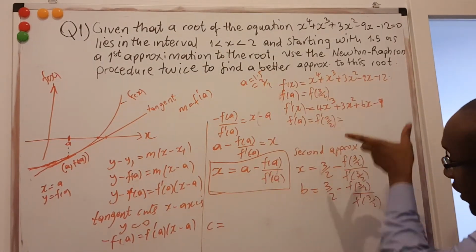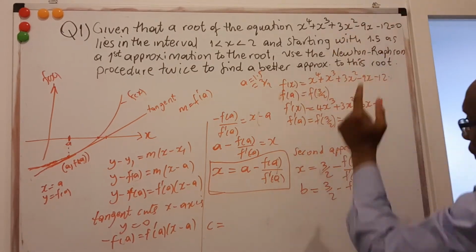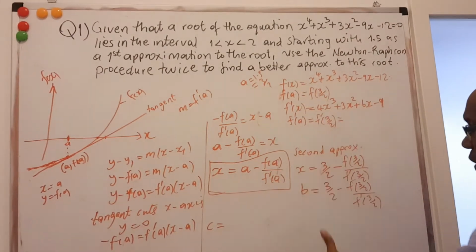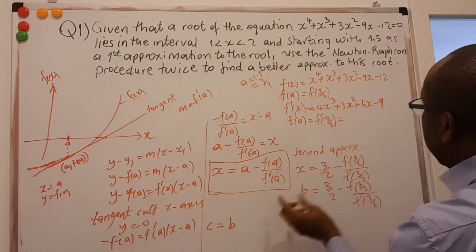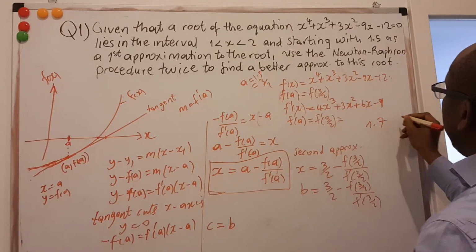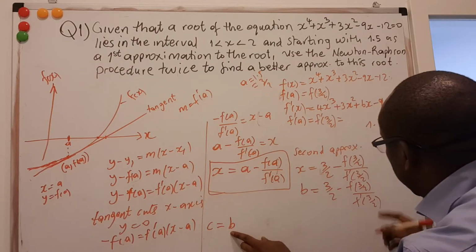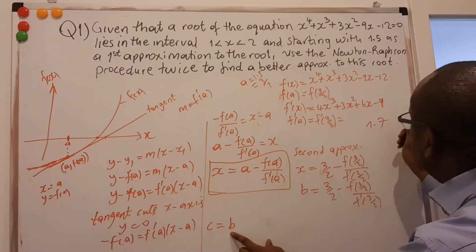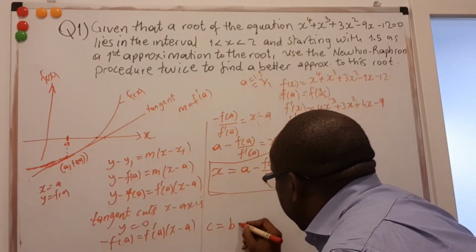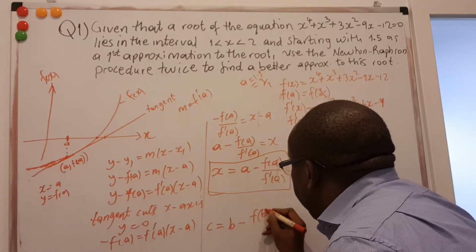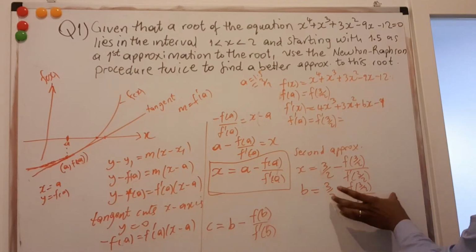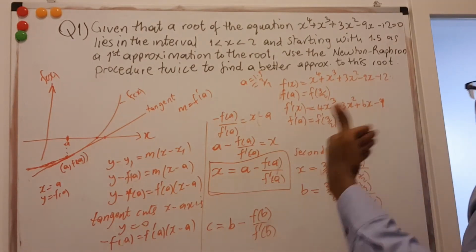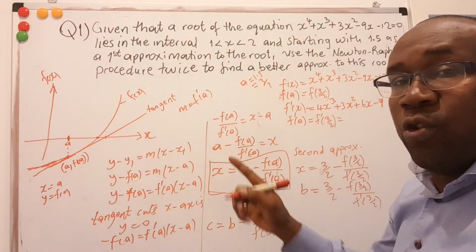you use the one that you already did. This was the approximation from the 1.5. I want the next one from this one. So then I'm going to get b here now, because that is the next one. Say this one now was 1.7, for example. So then this is 1.7. After this calculation, you get a number. So if you put that here, then this is going to be minus f of b over f prime of b, which is a new thing that you would have calculated. You would have had another approximation. That's the meaning of doing it twice.